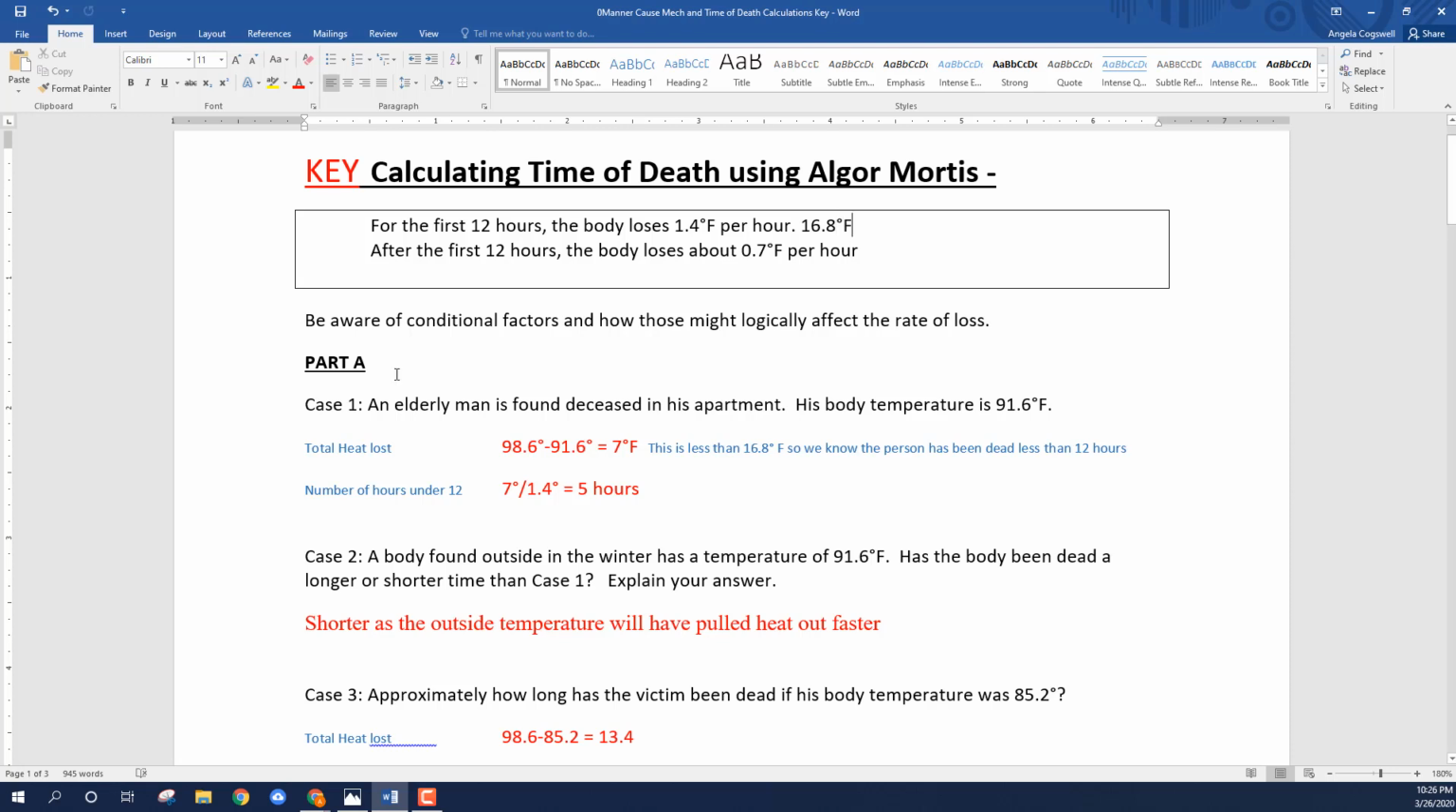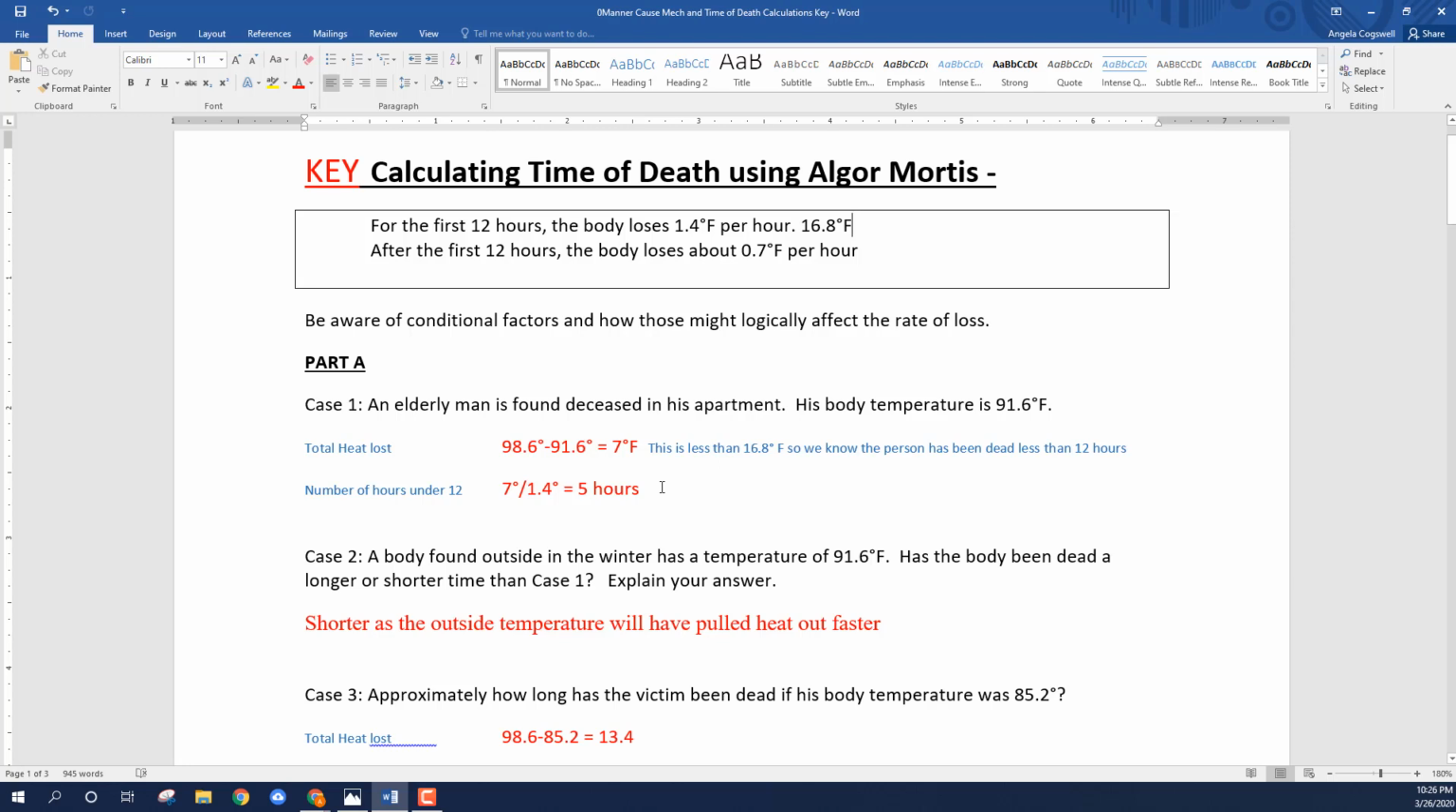We're going to look at case number 1. An elderly man is found deceased in his apartment. His body temp is 91.6. So the first thing we need to do is determine the total heat loss. We subtract 91.6 from 98.6, so that gives us 7 degrees. That is the total heat loss. Because this is less than 16.8 degrees, we know this man has been dead for less than 12 hours. Therefore, we divide the 7-degree total heat loss by 1.4, the rate of heat loss in the first 12 hours, and that gives us a final answer of 5.